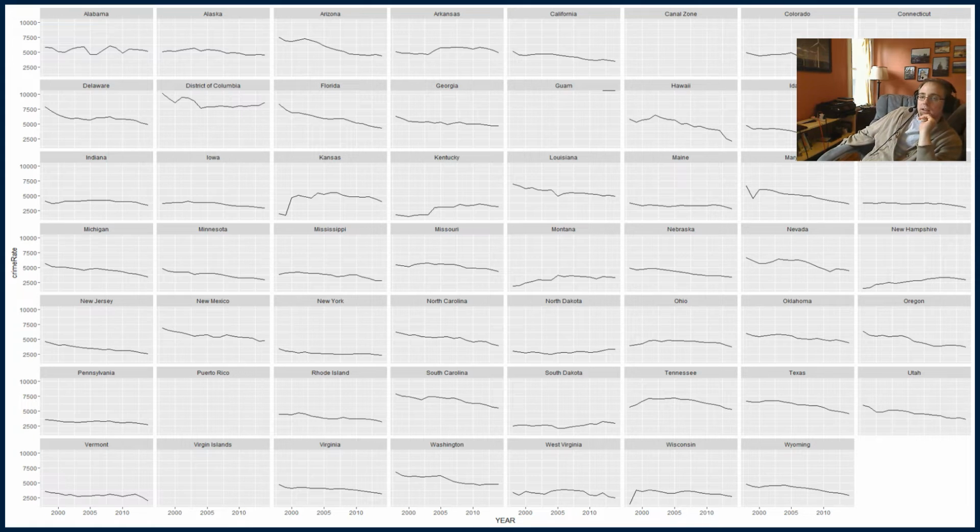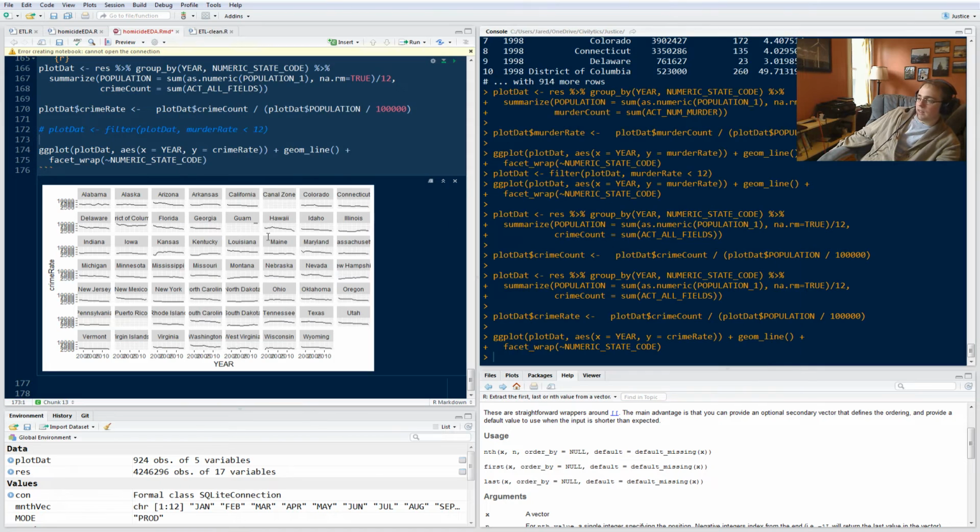But that doesn't mean offenders. One offender can account for many crimes. So that's something we need to take with a grain of salt, I think, until I understand what goes into that field a little bit better.